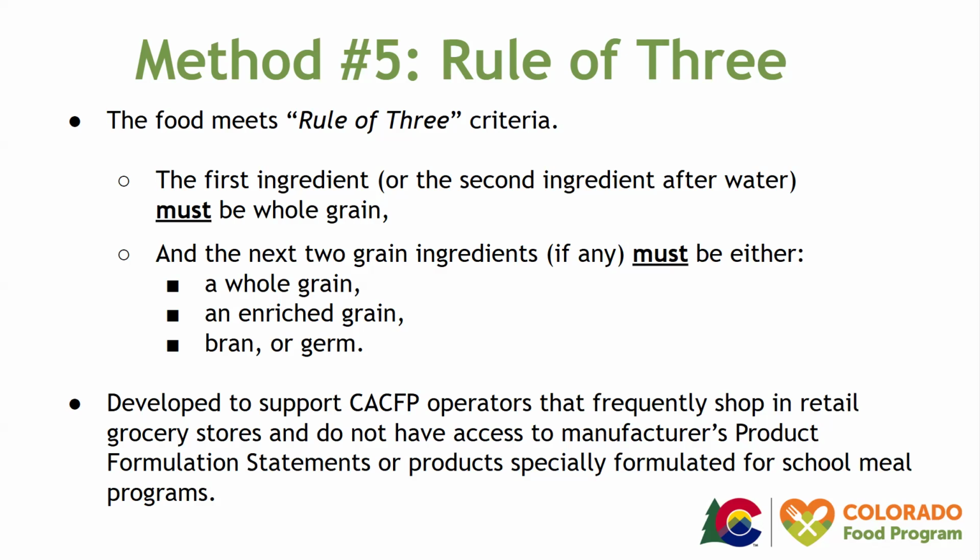This method was developed by USDA to help support CACFP operators that frequently shop in retail grocery stores and don't always have access to the manufacturer's product formulation statement or specialized products like a lot of school food authority programs do. So by following the rule of 3, you are able to determine that that product meets that 50 to 100% whole grain in the product.